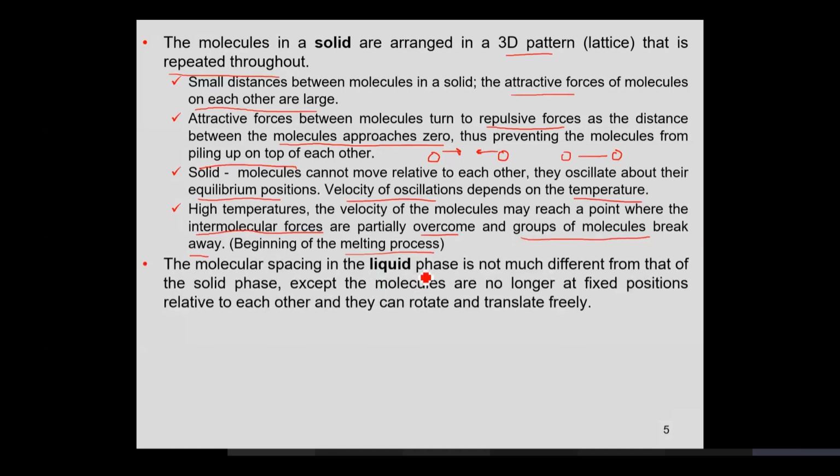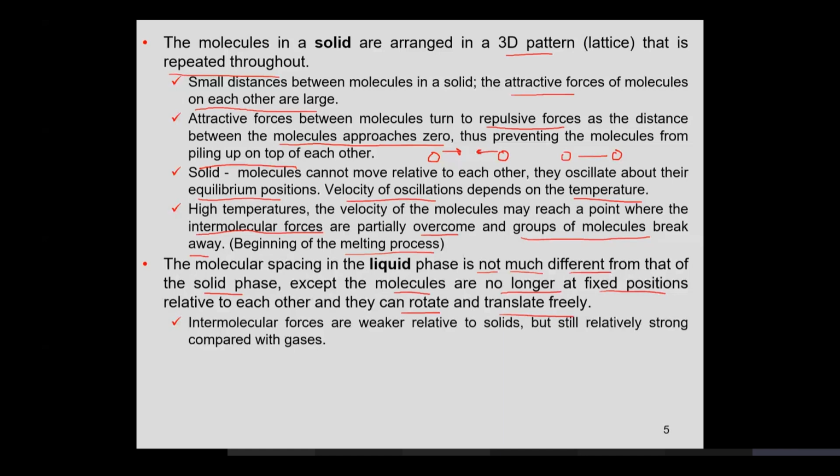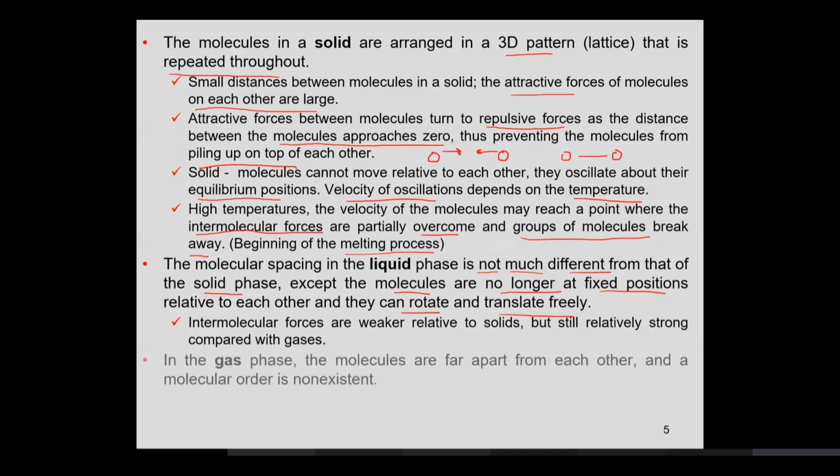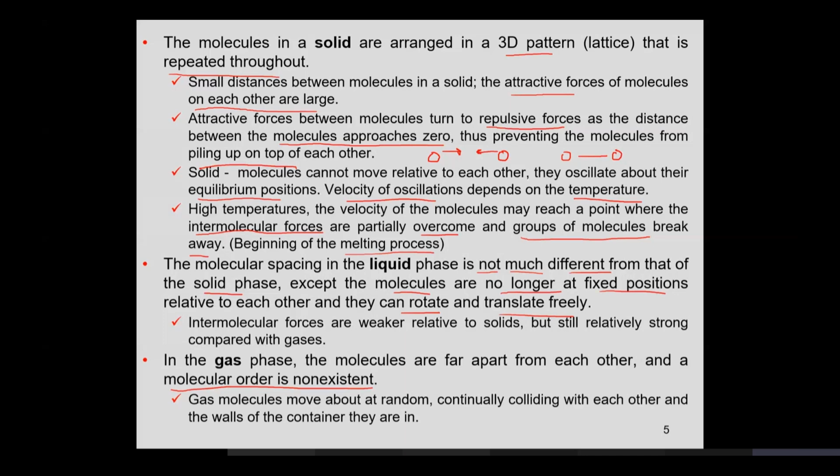The molecular spacing in the liquid phase is not much different from that of the solid phase, but the molecules are no longer at fixed positions relative to each other. They can rotate and they can translate freely. You already know that from high school physics. Moving on, the intermolecular forces are weaker in liquids as compared to solids, but they're still stronger as compared to gases. In the gaseous phase, the molecules are far apart from each other, and the molecular order is essentially non-existent. They continue to move randomly, colliding with each other and the walls of the container.